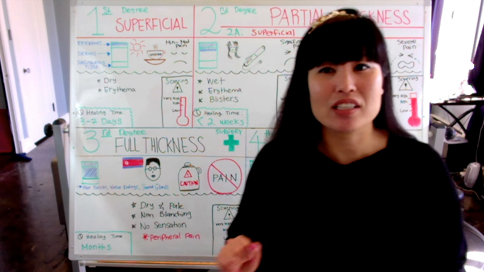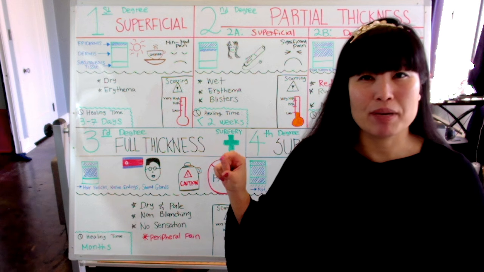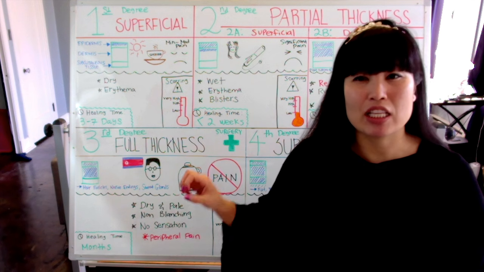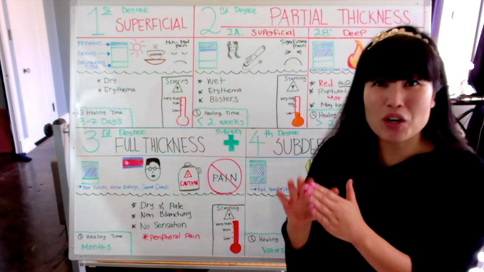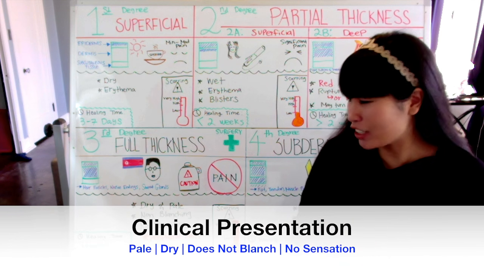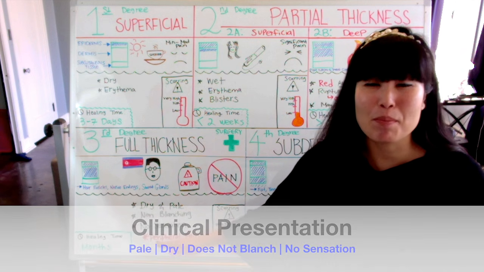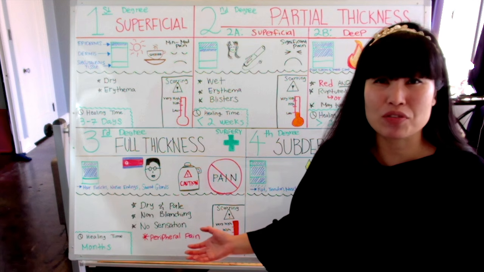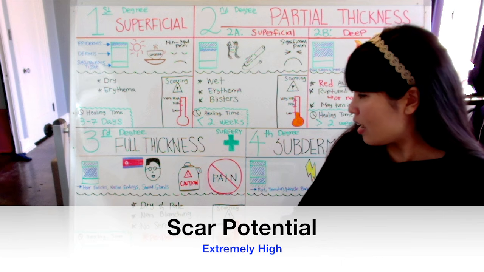All right, a full thickness burn. Here, again, we have the epidermis and the full dermis, as well as hair follicles, sweat glands, and the nerve endings. With this one, what you might see is no longer redness, it's now pale, and the skin doesn't blanch with pressure. Okay, and again, there is no sensation, and it'll take months for it to heal. It varies, and the chances for hypertrophic scarring, contractures, it'll be very, very high.